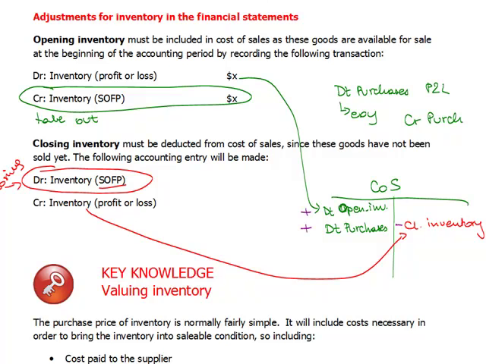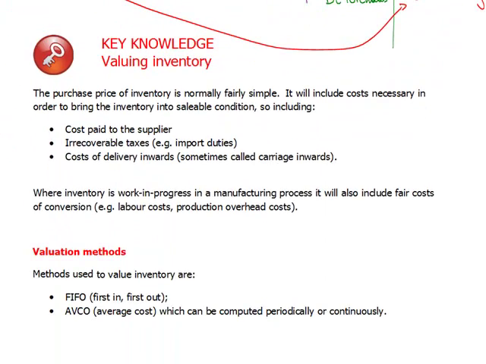There's just one more thing to say. Okay, we want to debit inventory in statement of financial position. How do we know what value to put on that inventory? Well, the standard says we should recognize inventory at cost. And cost is whatever we paid for that inventory, plus any irrecoverable taxes, like irrecoverable sales tax or customs duties, and any costs of inwards delivery and any costs of conversion if we manufacture something. That will all be components of our cost.